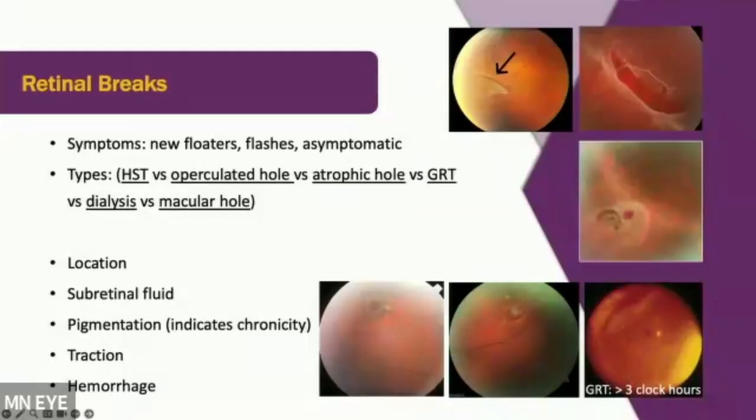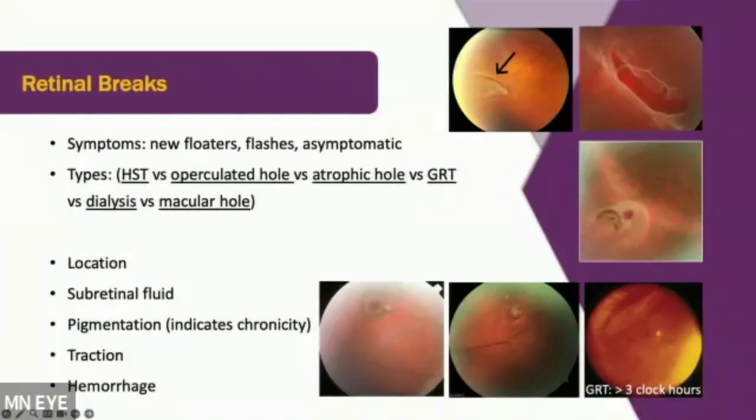What types of breaks can happen? Horseshoe tears, which are the most quintessential or typical type of retina break, but also smaller holes, wider holes in the posterior aspect or border of lattice, giant retina tears, operculated holes, dialysis and whatnot. And of course, macular hole, which is a totally different pathology, right? It's not associated with PVD, or it's categorized in a different class of retinal diseases.